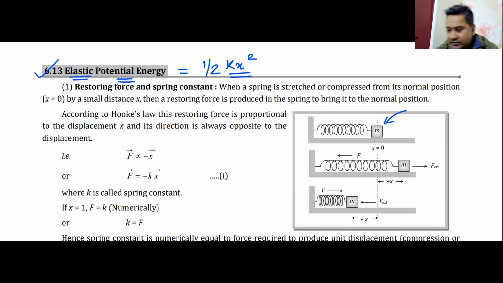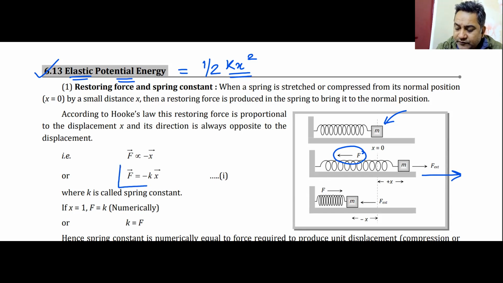There is no extension. There is no compression. There is no force acting on the block. Here now I have extended the spring. So the spring will exert a force in the opposite direction, which will try to bring it back to the original position.